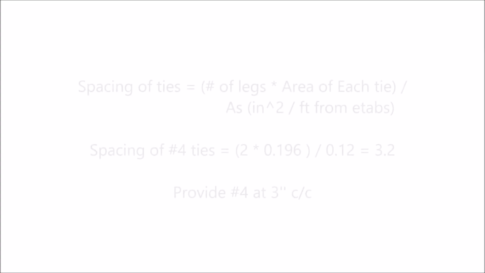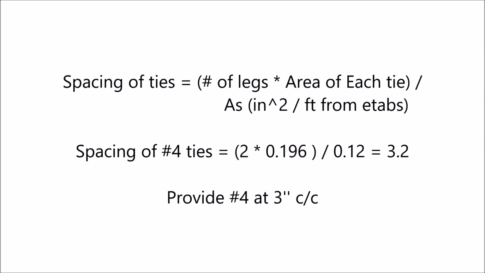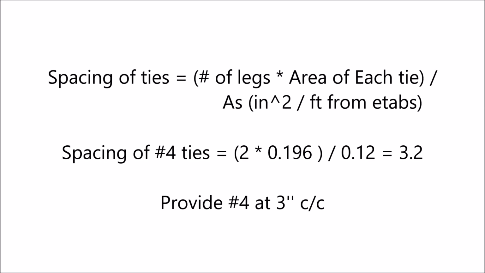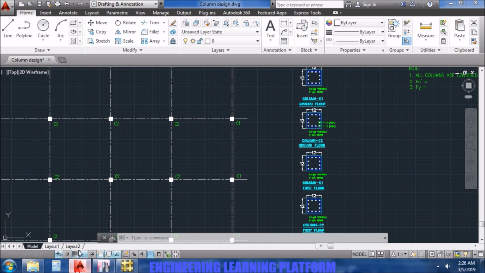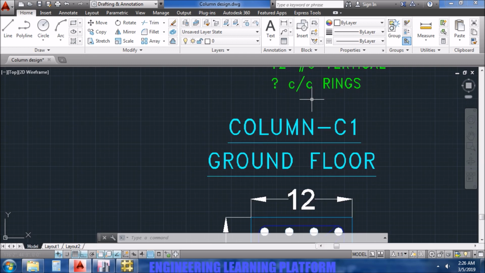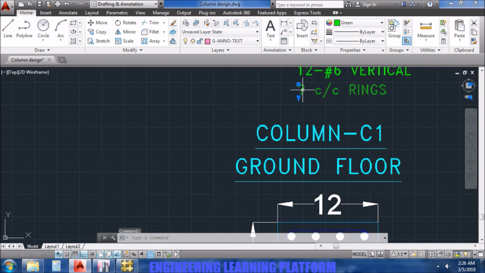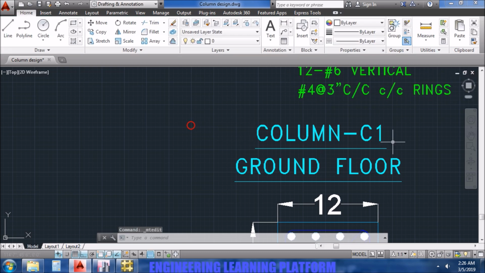Now calculating the tie spacing coming out from the design: number of legs times the area of each tie bar, divided by the area of steel in inch square per foot from ETABS. So the spacing of ties comes out to be 3.2 inches for number 4 bars. We will round down the 3.2 inches to 3 inches. Number 4 at 3 inches center to center rings or ties.